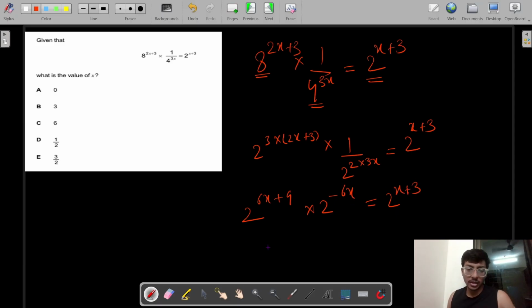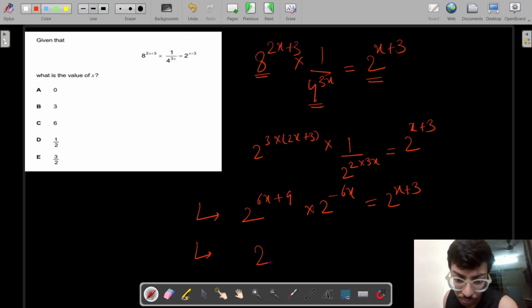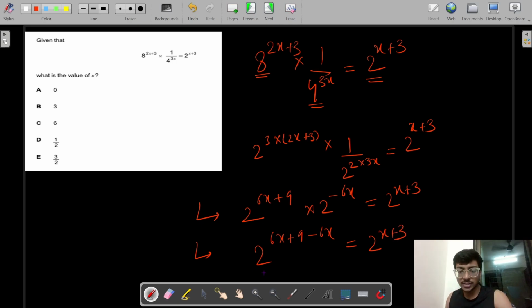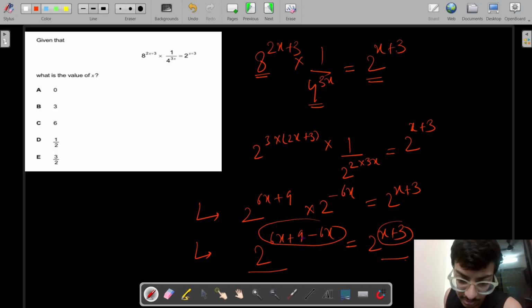So if I further simplify this expression, it comes out to be 2 times (6x plus 9 minus 6x) is equal to 2x plus 3, right? So on the left hand side and the right hand side, my base is equal, the whole numbers are equal. That means these exponent terms are also equal, right? So I can clearly say that 6x plus 9 minus 6x, these two terms will get cancelled out. That is, your 9 is equal to x plus 3.